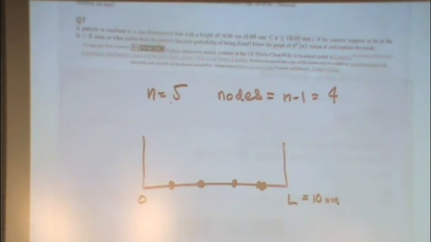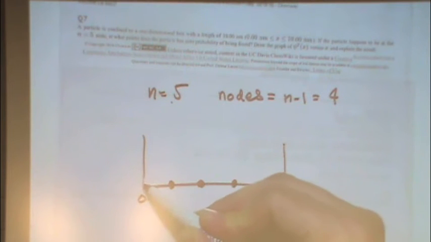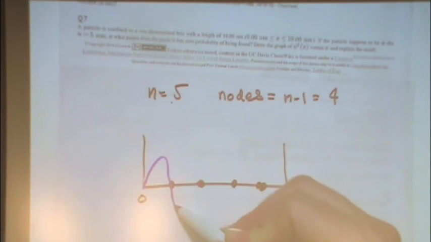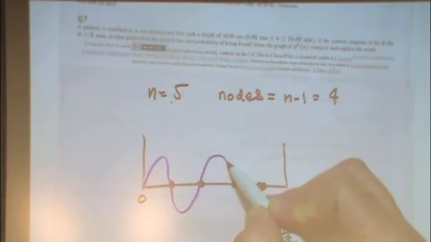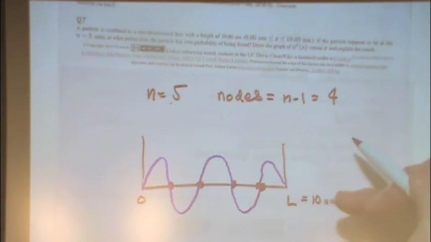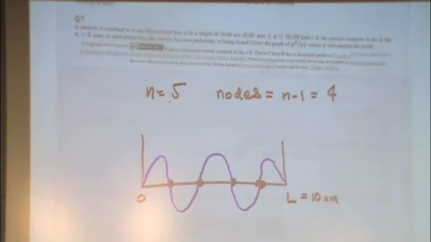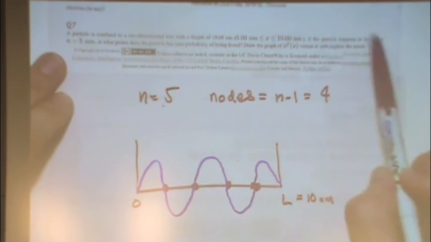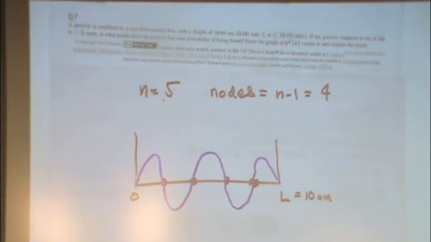I'm going to get a different color pen. I start going upwards and go through each dot. Now, I forgot the question. The particle happens to be at n equals 5, say. At what point does the particle have zero probability of being found? At the node. That's where there's zero probability, at the node.